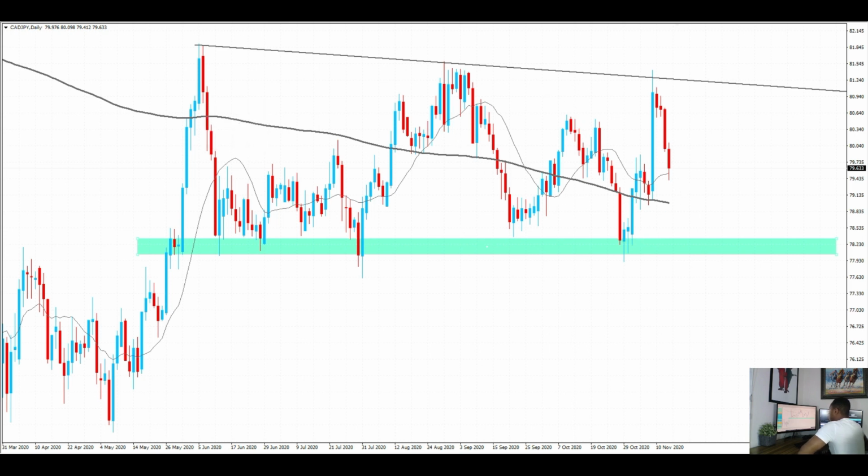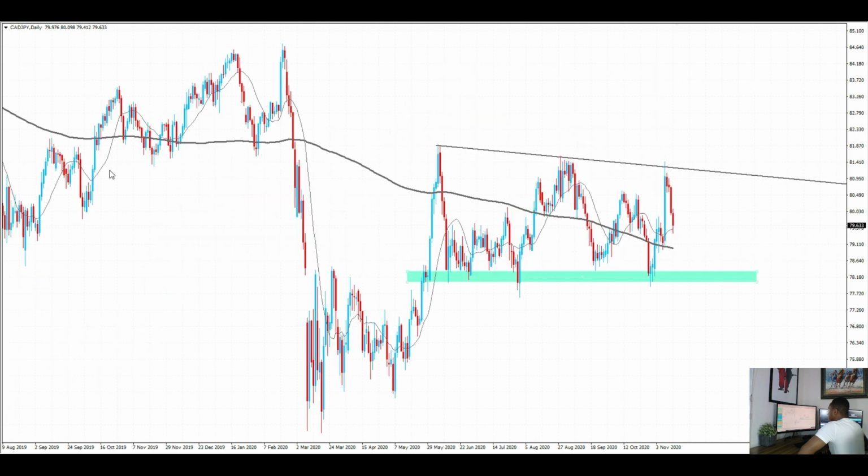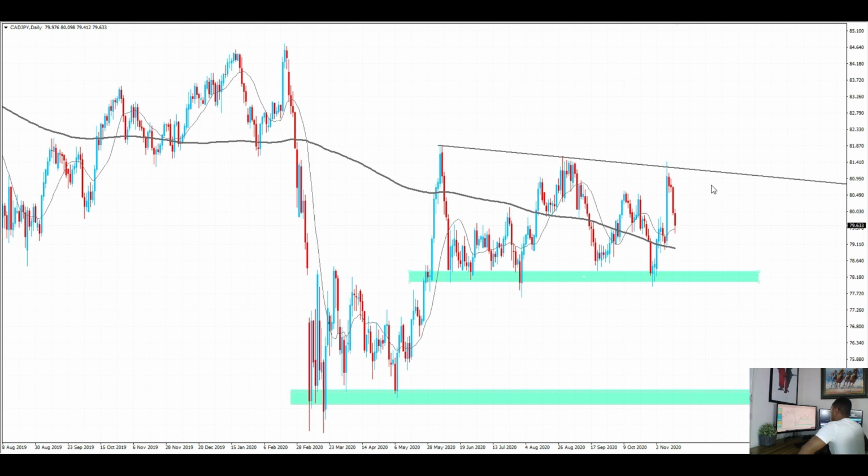If we break out of the support, we do have nice room to move to the downside. As you can see, we've got the lows all the way down here that price could head to. So again, if we break out of the support, we can see a possible test of that area down there. And if we break out of the trend line, we do have highs up there. So we do have targets to either side depending on which way we break out, but so far we're just kind of moving sideways for CAD JPY.